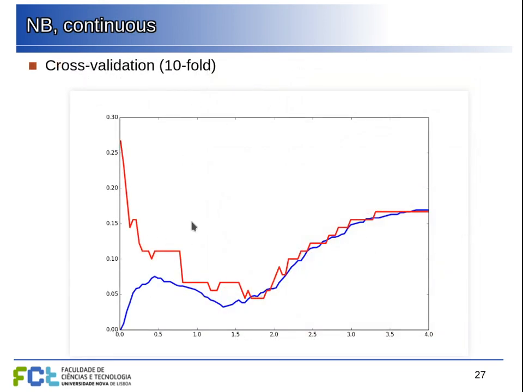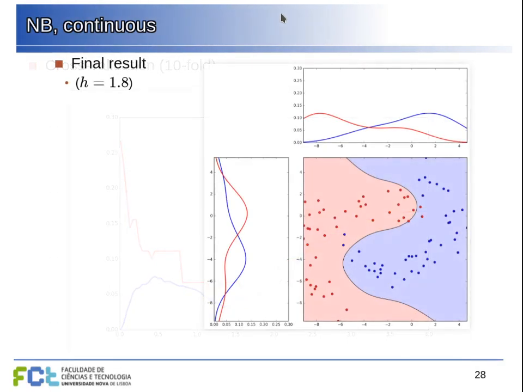This is the example of tenfold cross-validation. This is the error in the training set, and this is the average for the validation in the cross-validation. And now we can find the best value for the kernel width. And this would be now the final result, training our naive Bayes classifier with the whole training set.